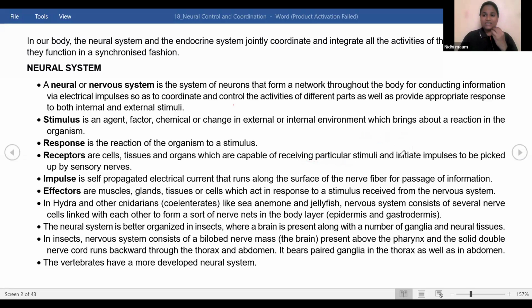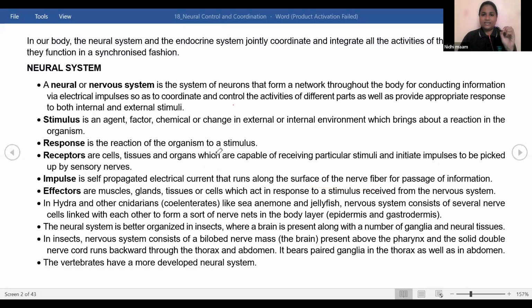From these receptors, that information will be picked up by a specialized type of nerves which are called sensory nerves. Remember, the job of sensory nerves is to respond to the stimulus and carry the stimulus impulse. What is an impulse? A self-propagated electrical current that runs along the surface of the nerve fiber.